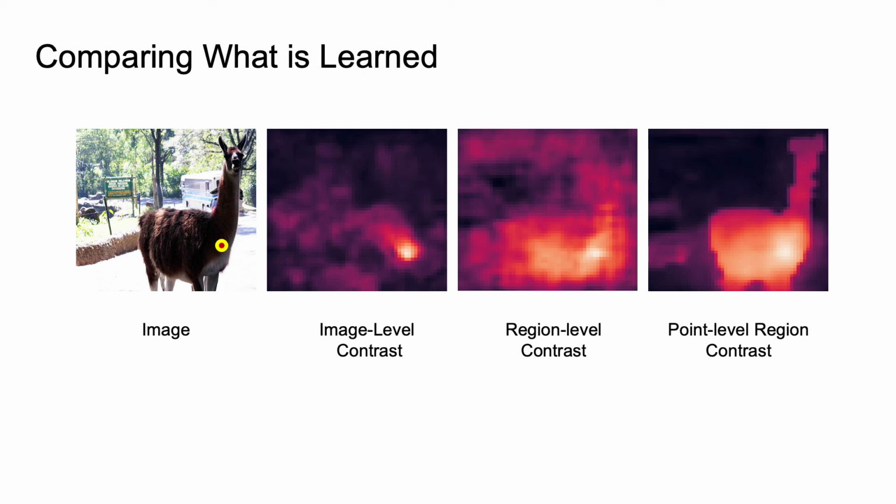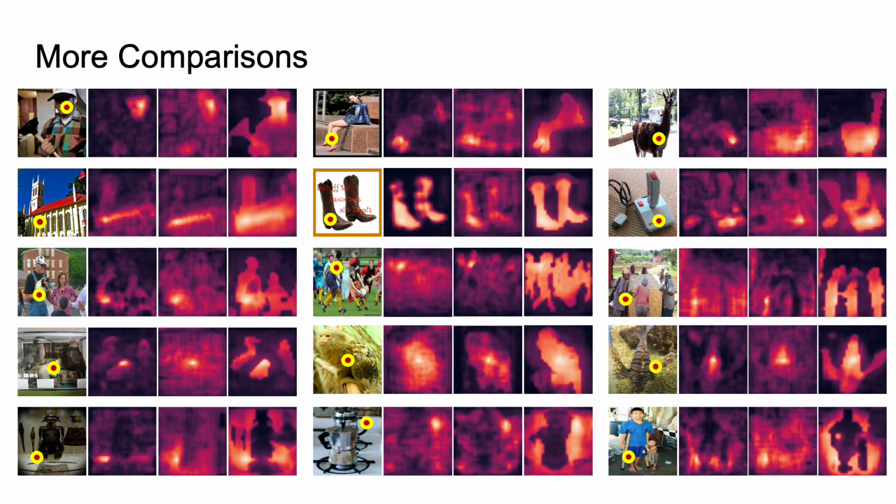For image-level contrast, since it ignores the intra-image comparison, it only shows a very small region. For region-level contrast, since it compares inside the image, the saliency regions are larger but quite blurry due to bad region quality. Therefore, although all three methods show some localization capabilities, ours predicts sharper and cleaner boundaries. Here are more comparisons.